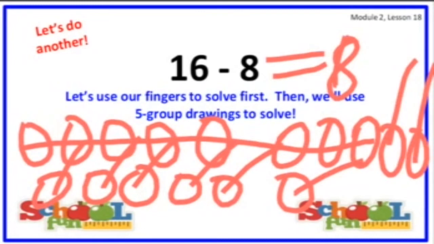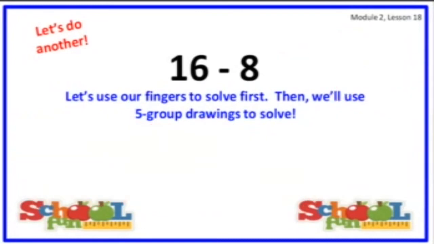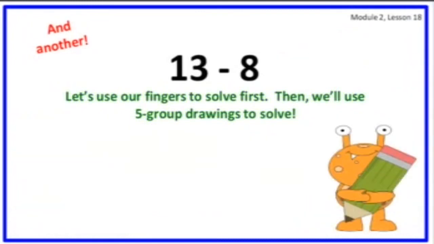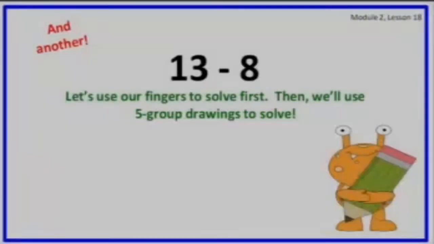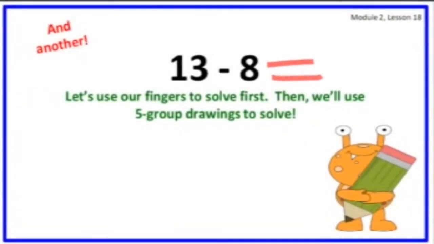Alright, so let's move on to the next, which is 13 minus 8. 13 minus what? 8. Now, as usual, we'll solve with our fingers. So let's go. 8, 9, 10, 11, 12, 13. So how many fingers are up? 5 fingers. Very good. Now let's use the 5 group drawings.